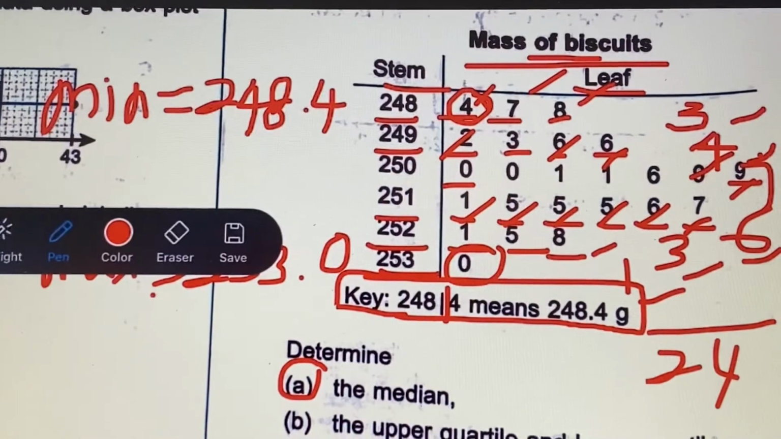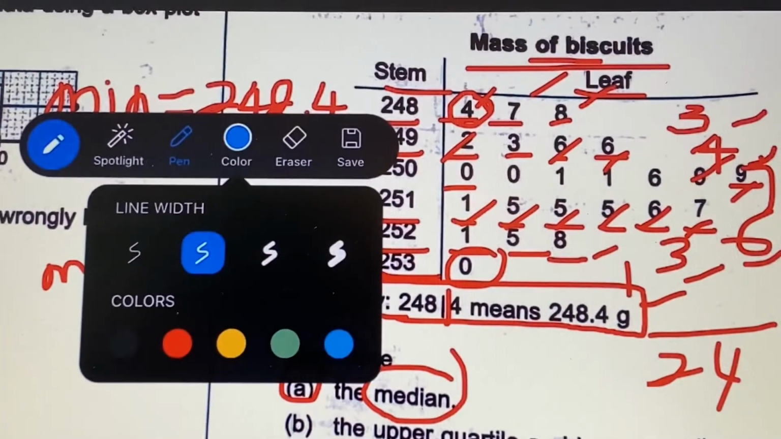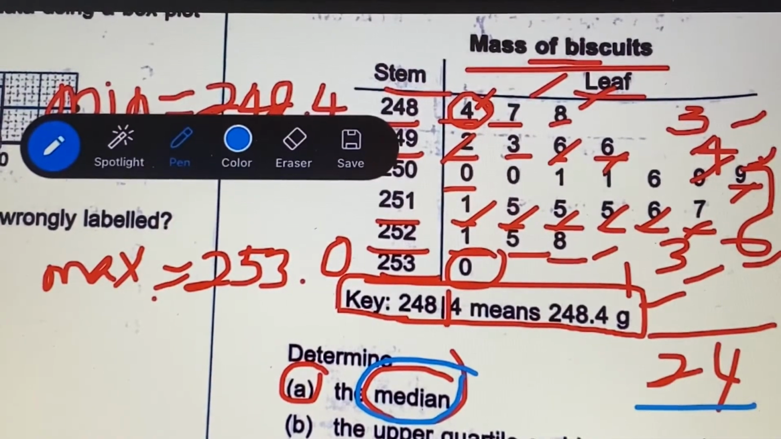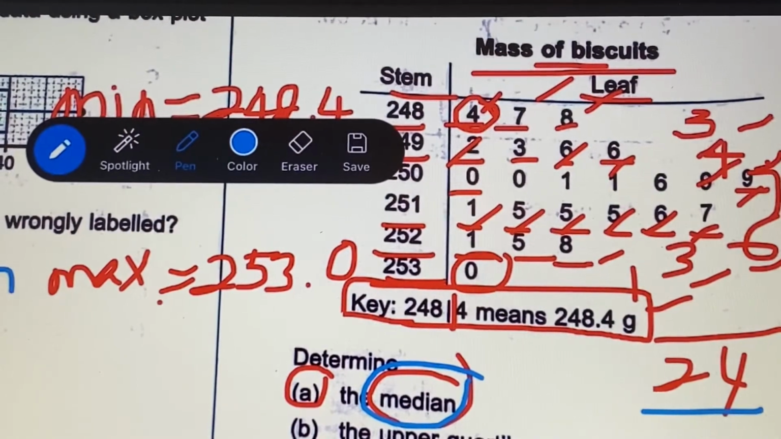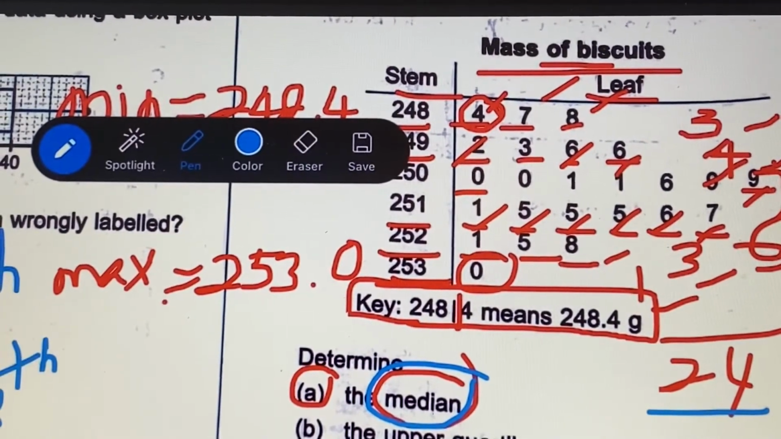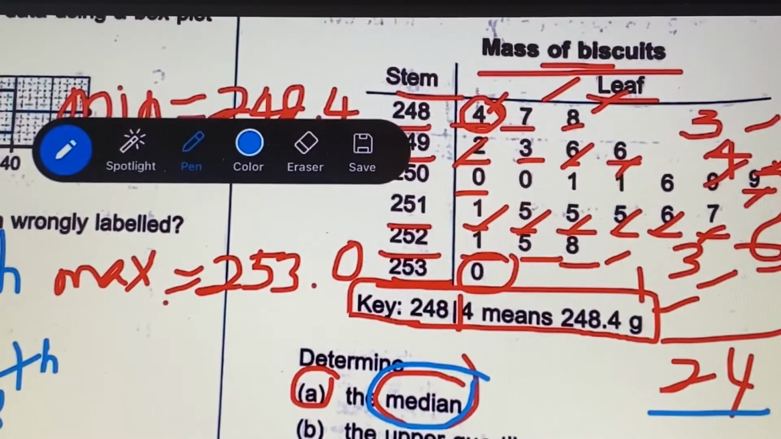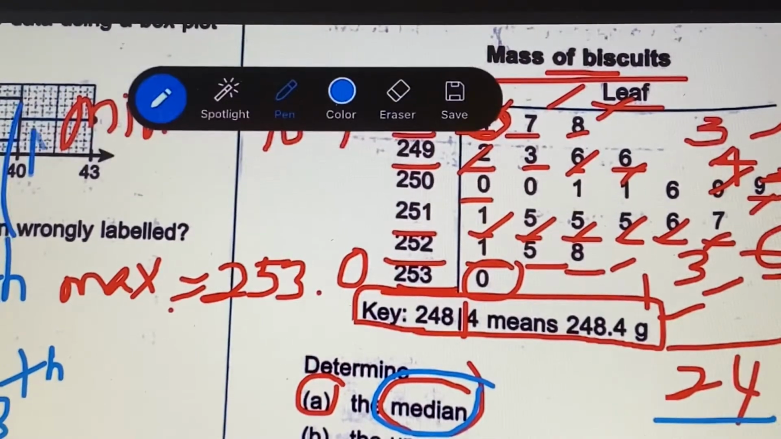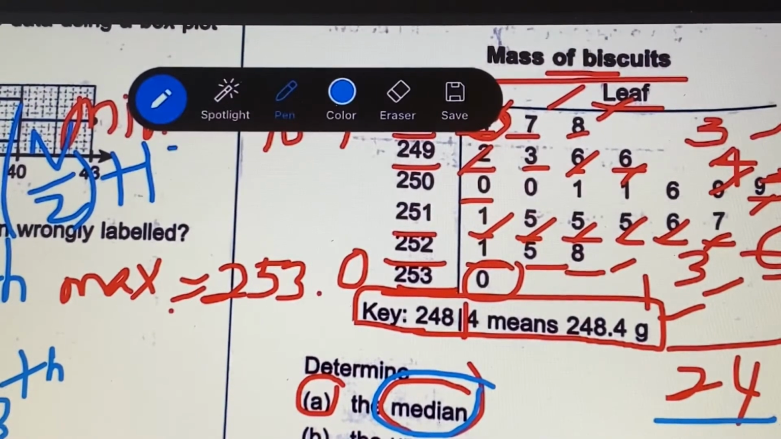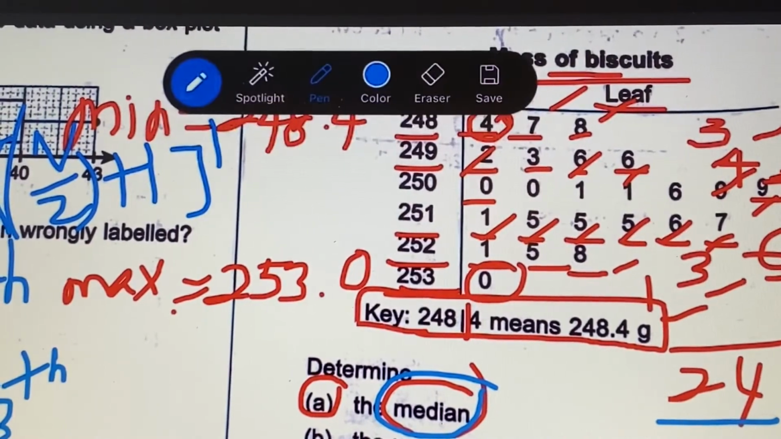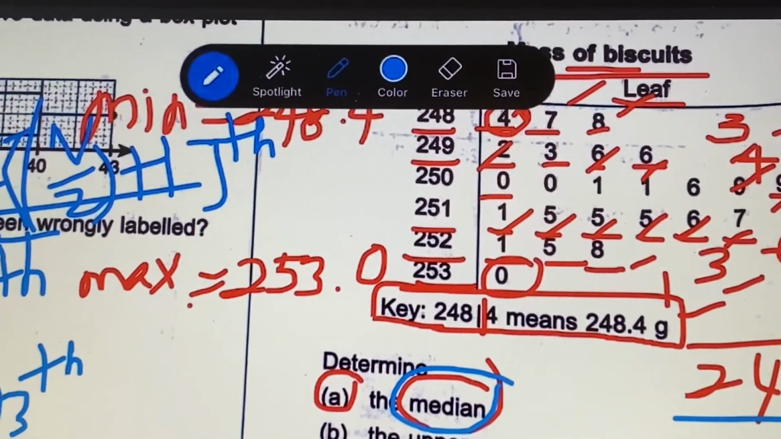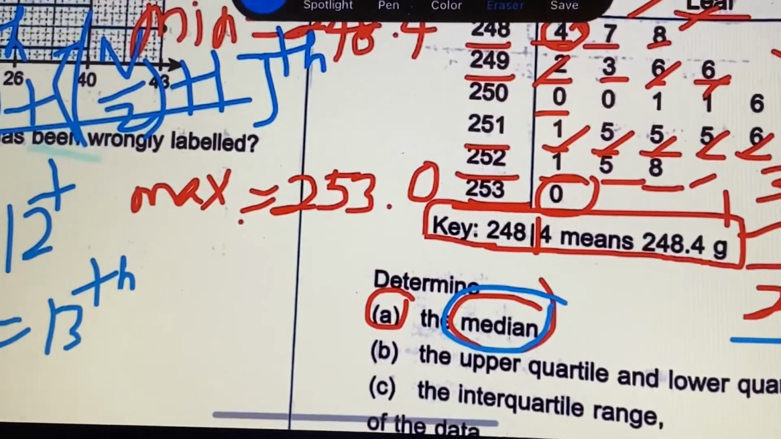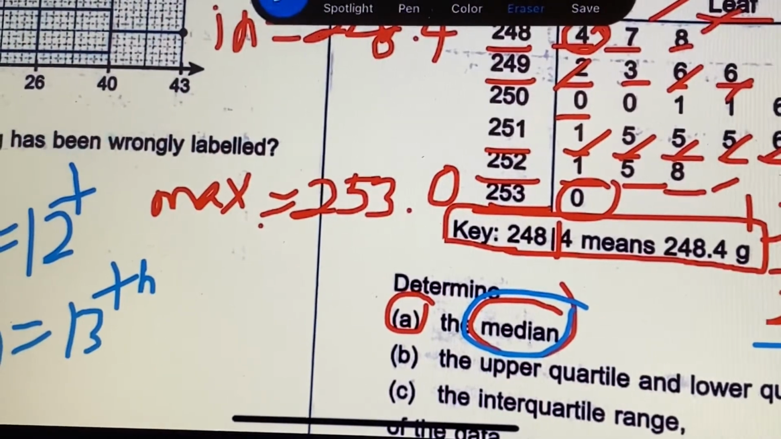Normally when we find the median, we ask ourselves, is it odd or even? Even, right? So if even, we need to divide by 2, which is the 12. And then we have to plus 1, which is the 13. Remember the formula is the n over 2 data plus the n over 2 plus 1 data, and then you average it, divide by 2. This formula is a bit complicated, so forget about this formula. We just take the 12th and the 13th data.